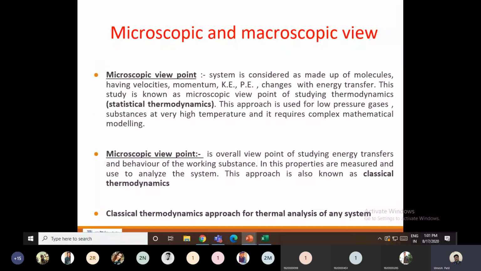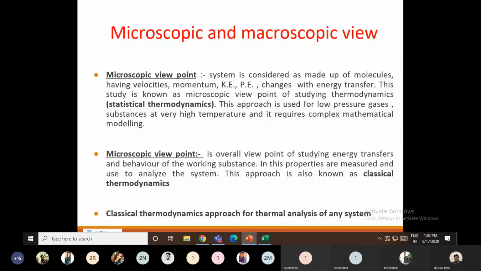There are different viewpoints to understand thermodynamics. Generally two viewpoints are used for learning or understanding thermodynamics. The first one is the microscopic, and the second one is the macroscopic. As the name suggests, micro, in the microscopic viewpoint.